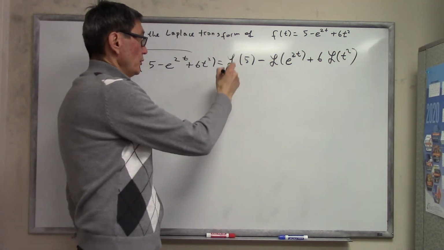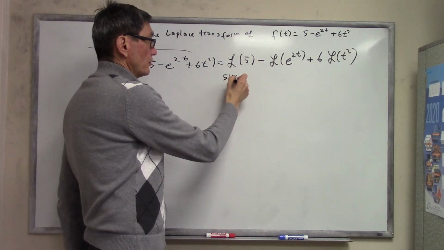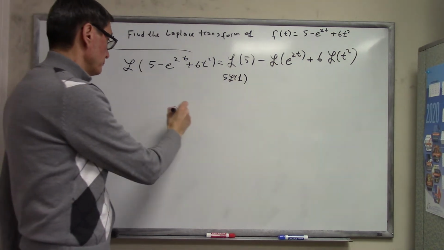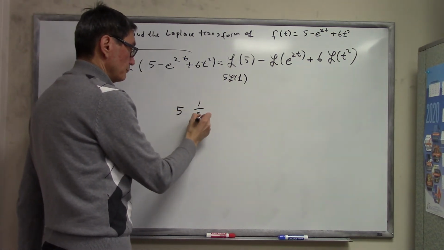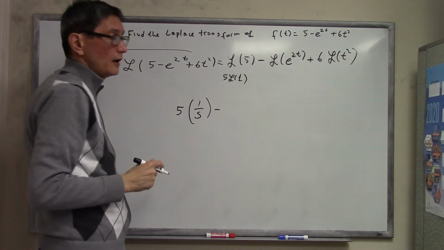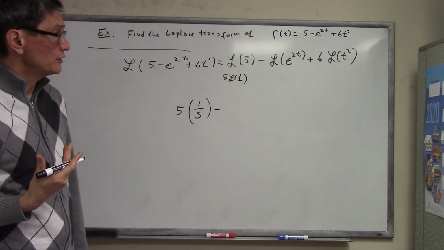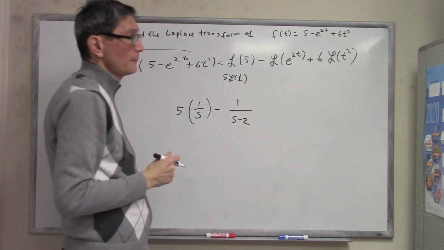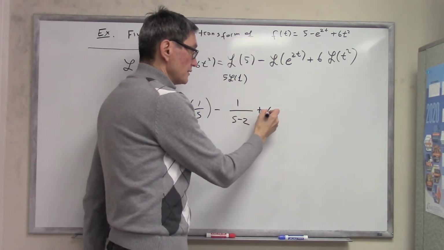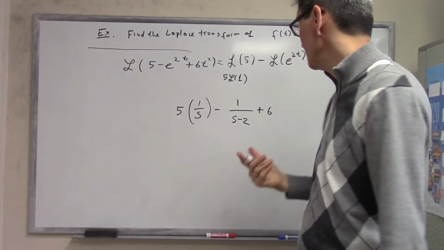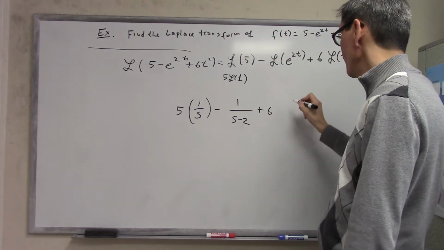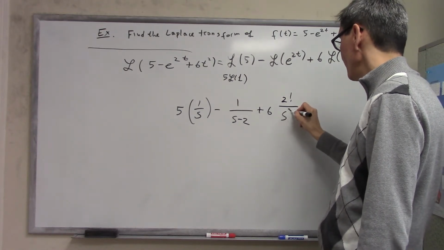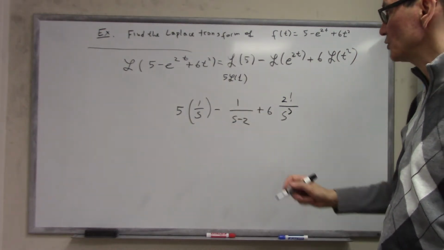For the Laplace transform of 5, we take 5 out and take the Laplace transform of 1. And the Laplace transform of 1 is 1 over s. So we're going to get 5 times 1 over s. Recall the Laplace transform of e to the 2t: it's going to be 1 over s minus 2. Plus 6 times the Laplace transform of t to the n, in our case n equals 2. So we're going to get 2 factorial on top, and an extra power of s, 2 plus 1, so s cubed on the bottom. All that is left now is to simplify that expression.